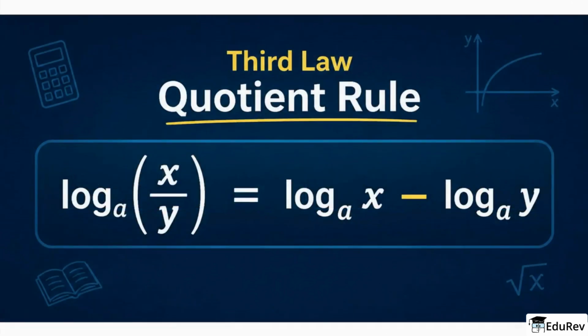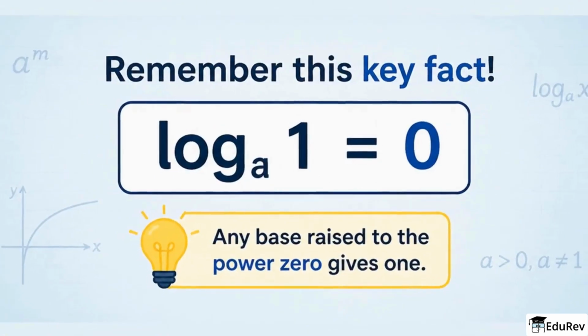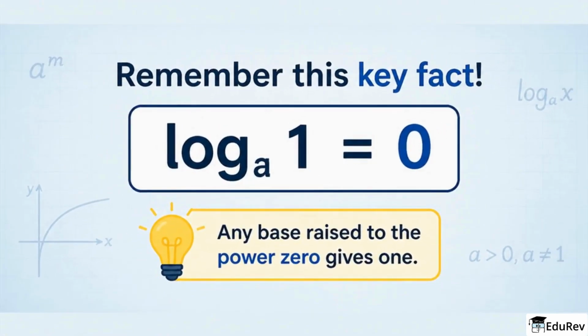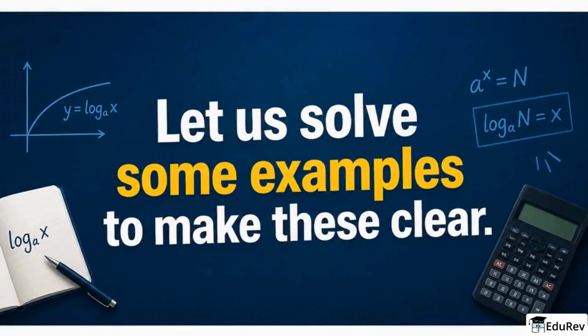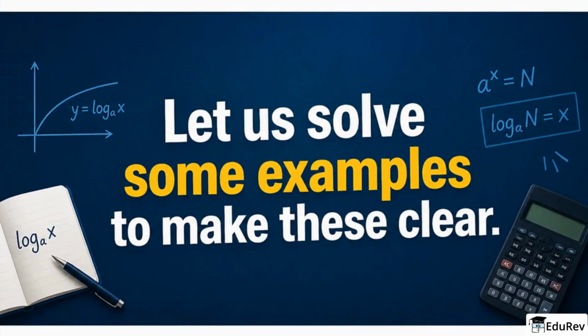Third law, the quotient rule. The log of a quotient equals the difference of the logs. So log base a of x divided by y equals log base a of x minus log base a of y. Also remember, log base a of 1 equals 0 because any base to the power 0 gives 1. Let us solve some examples to make these clear.